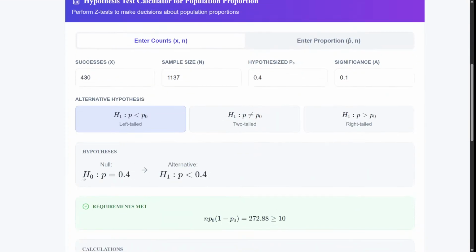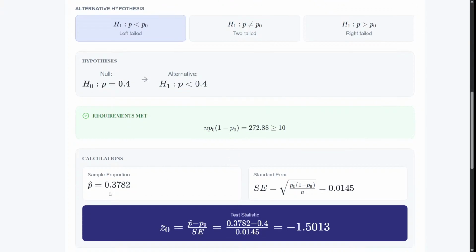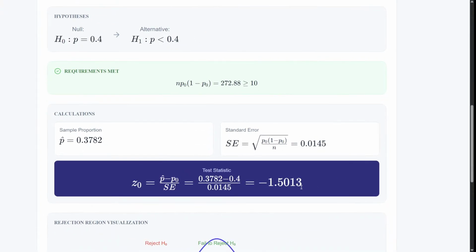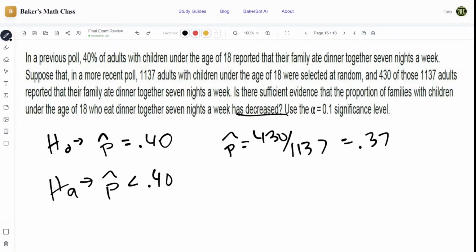So it's a left-tail test. Make sure these match what you have. The requirements are met. It is normalized. There's my sample proportion. My z-score is negative 1.5013. My p-value is 0.0666, which is less than 0.1. It is also within the critical region, so we are rejecting the null hypothesis. So is there sufficient evidence that the proportion has decreased? Yes.